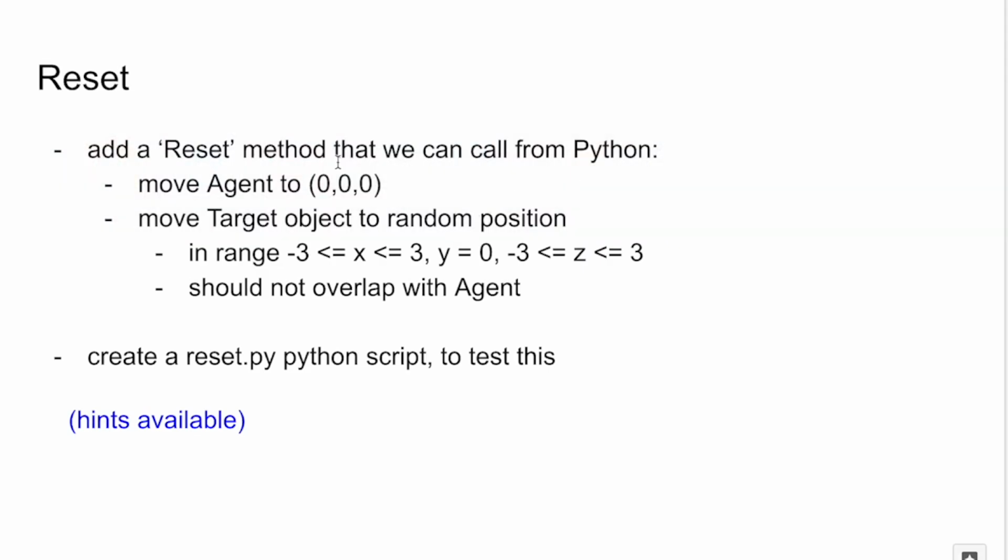All right, so have we achieved the task of creating a reset method that we can call from Python? Yes. Does it move the agent to 0, 0, 0? Yes. Does it move the target to a random position within this range? Yes. And does it avoid overlapping the agent? Yes. And we created a reset.py script to test this. Let's look at the next task.